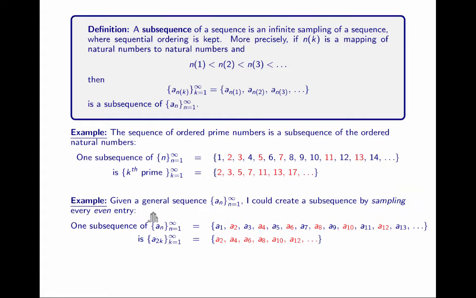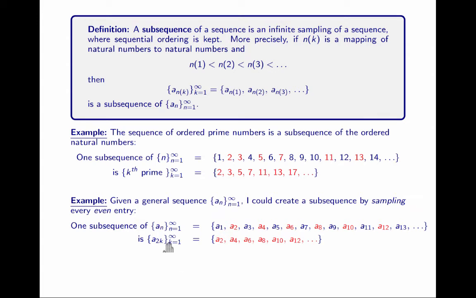So notice what I have here. I have as my index a function of k. Now notice k still counts from 1 to infinity. Right, a subsequence is itself a sequence. In other words, it's a mapping of all natural numbers to reals. This 2k just tells me how to extract from here.